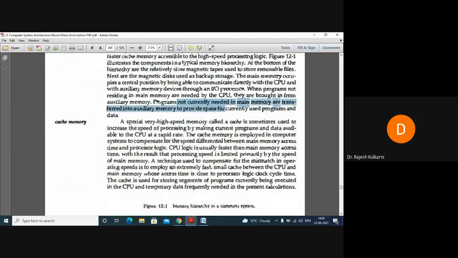Programs which are being executed will be in the main memory. Other programs will be in the hard disk. Suppose you write many programs. All those programs will not be there in the RAM. Once you save them, they will be in the hard disk.